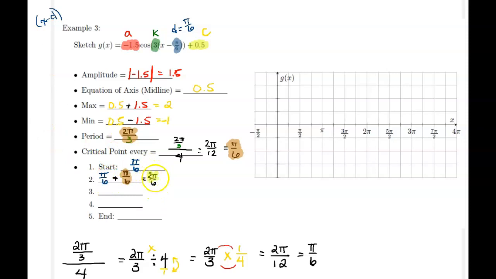I'm going to hold on to that value of 2 pi over 6. I'm not going to reduce it quite yet. You'll see why, because it'll be easier to add. I've got to take that 2 pi over 6 and add another pi over 6, because all of these critical points are spaced evenly apart. When I add those two together, 2 plus 1 gives me 3 pi over 6.